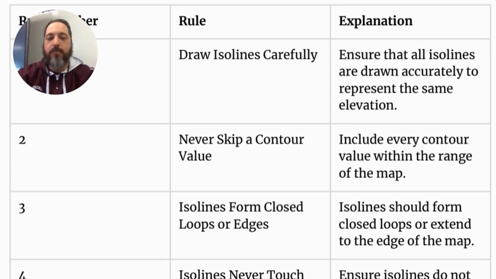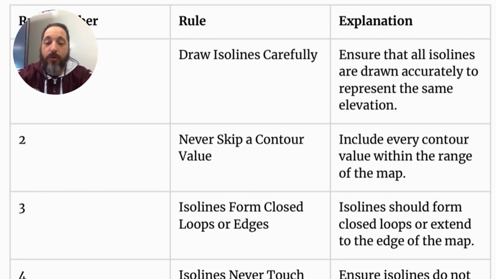All right, let's take a look at some of the rules for drawing our isolines. The first thing, we want to make sure that we are drawing our lines carefully, right? In order to make sure that they are accurate. Each one of these lines represents a specific elevation, so we need to make sure that it's in the right spot. We're not going to skip any contour values, right? Once we know our contour interval, what we're changing our lines by, we're going to have to make sure that each one of those is located somewhere on our map.